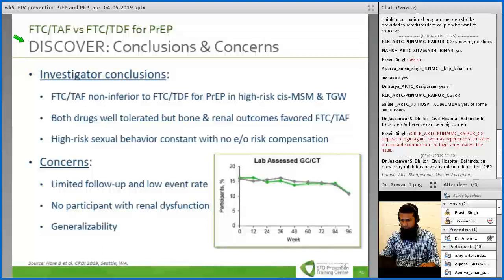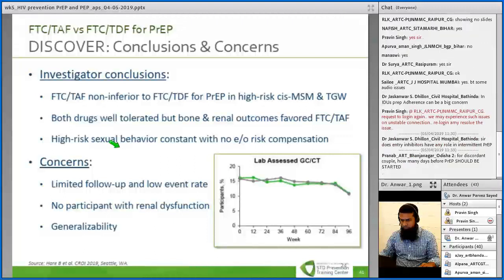This was another study which he discussed in great detail, about the newer formulation of tenofovir, that is tenofovir alafenamide versus TDF, and whether alafenamide can be used. What was concluded in this study was that tenofovir alafenamide and FTC (emtricitabine) combination is non-inferior to TDF and FTC for PrEP in high risk MSM and transgender women. Both drugs were well tolerated, but bone and renal outcomes favored TAF.